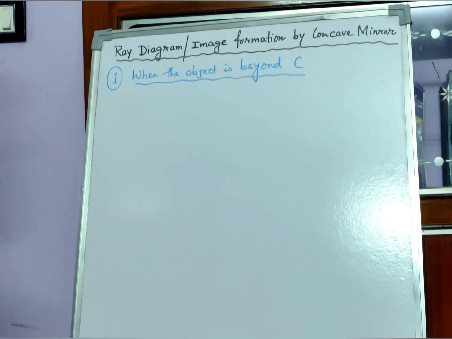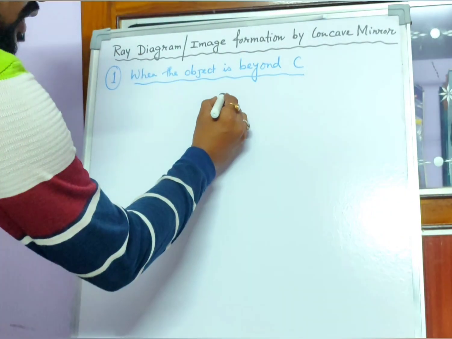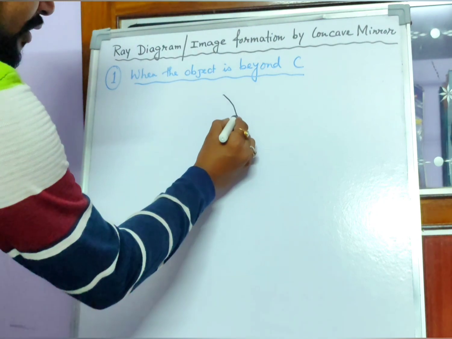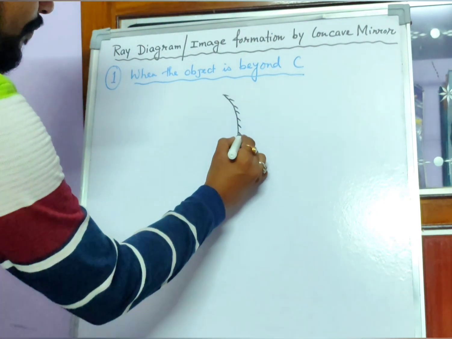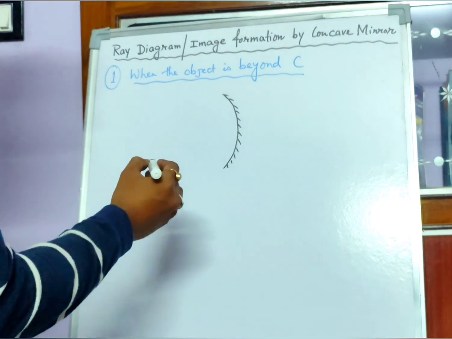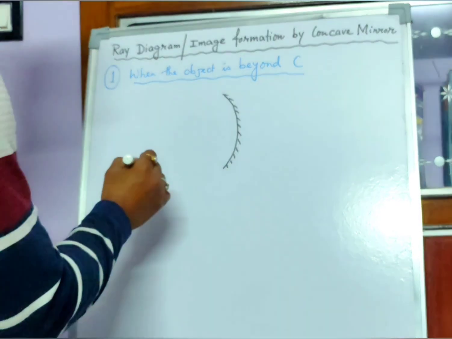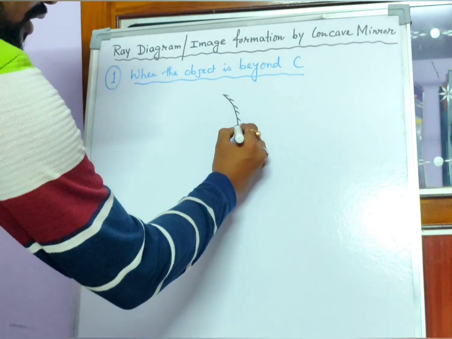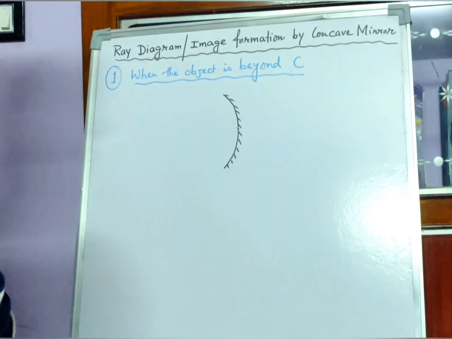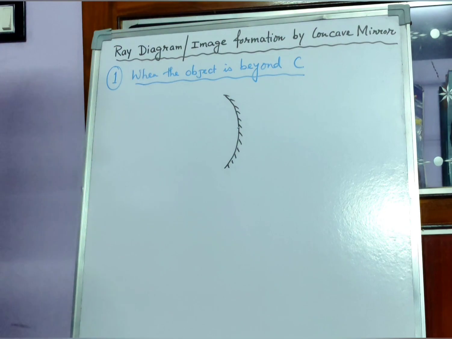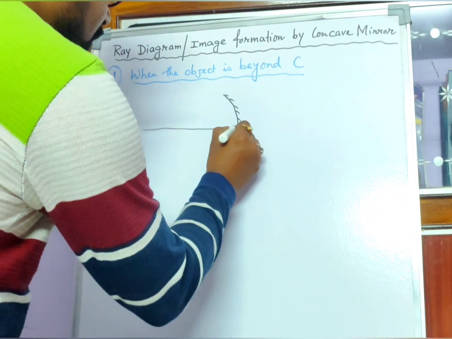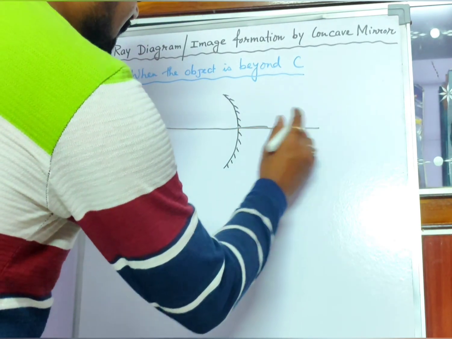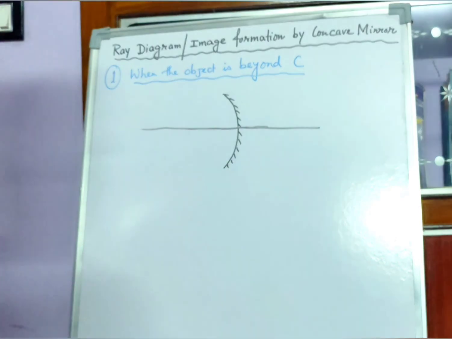First case, when the object is placed beyond C, C means center of curvature. First you will draw the concave mirror. You can draw with a free hand a small concave mirror like this. This is a concave mirror, okay? And next you must use the scale to draw the ray diagram. Please remember, the middle point is called pole. Through the pole a principal axis or horizontal line has to be drawn with the help of a scale. So first draw a principal axis through the pole, an imaginary horizontal line, right? So this is the first step.